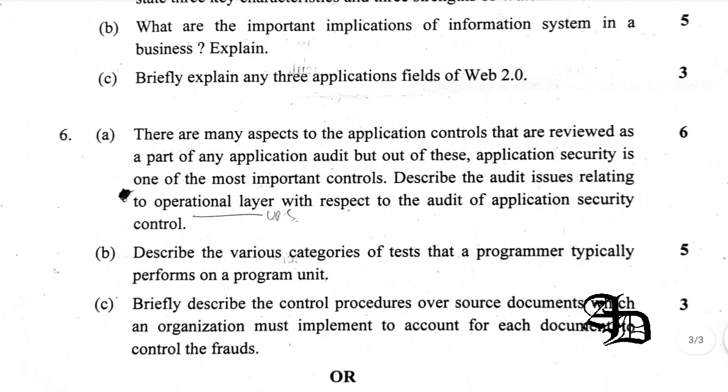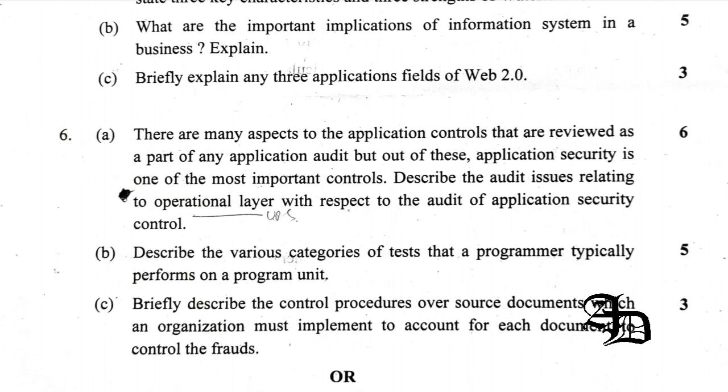6B was related to describe the various categories of test that a programmer typically performs on a program unit. So it should be functional test, performance test, stress test, and structural test, etc., which can be written down here.